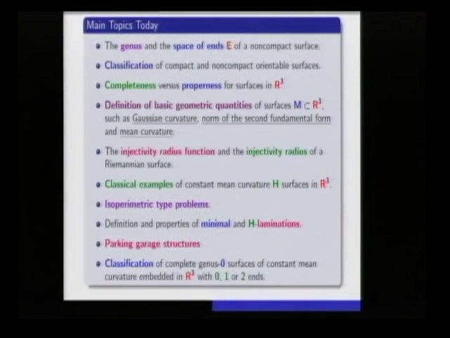And it turns out it's important. I said classical examples, and you say, well, these things are all known. Well, it turns out that classical examples actually provide us with very important tools for understanding geometry of surfaces in three manifolds. So it's very important to understand what the classical examples are. They play a much more important role than most people could imagine. And hopefully you'll start seeing this when I talk about parking garage structures.